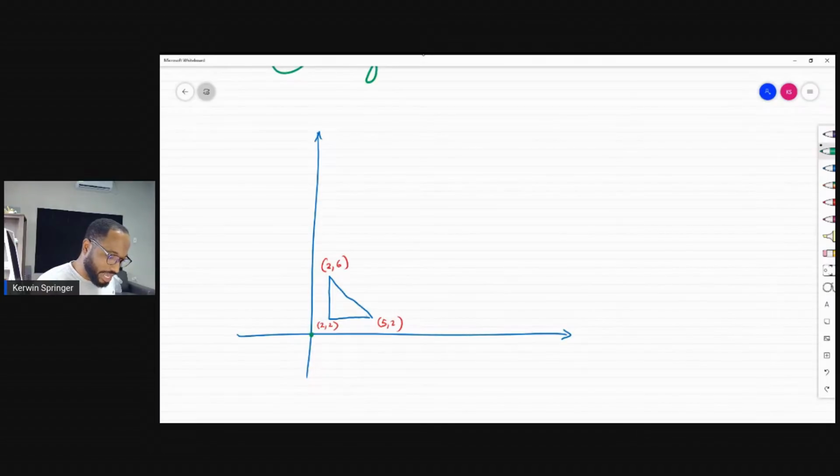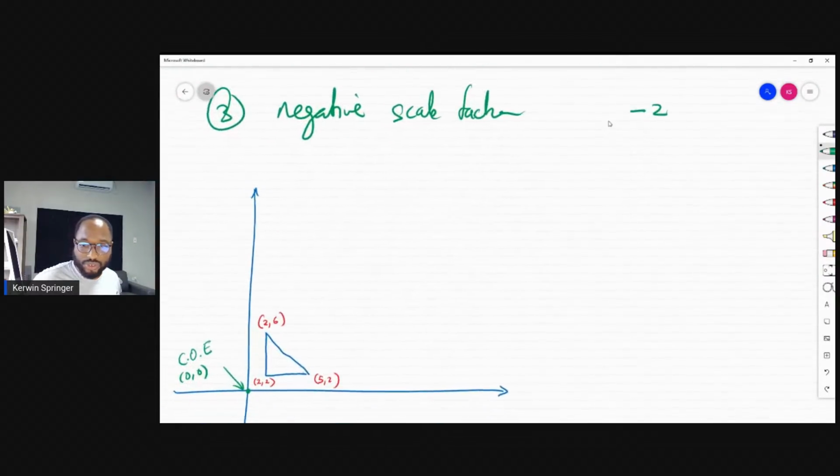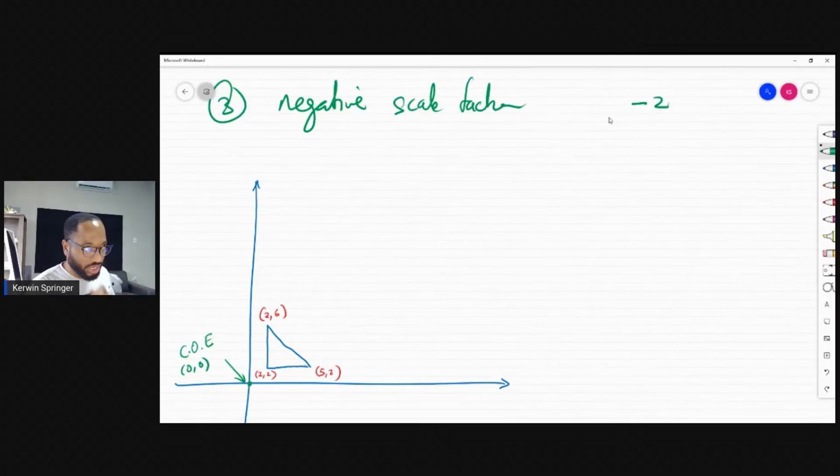Let's say the center of enlargement was the origin 0, 0. And you're using the scale factor from the example of 3. So there's a way to do it geometrically with measurement, or you could work it out by multiplying these numbers by 3 if the center of enlargement is 0, 0.